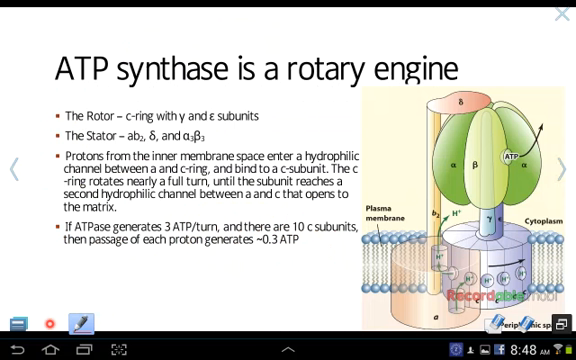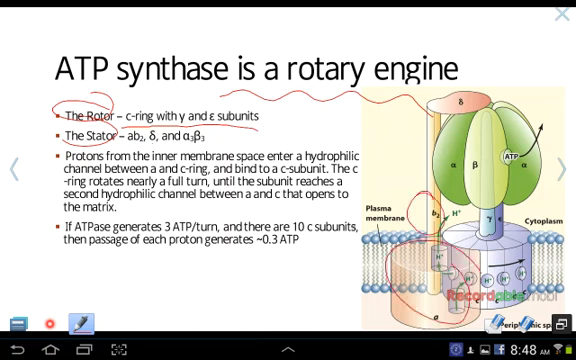So ATP synthase can be considered a rotary engine. In order to have a rotary engine, you have to have 2 components, a rotor and a stator. The rotor is considered the C ring along with the gamma and epsilon subunits. The stator is the A and the B subunits, as well as the alpha beta dimers.